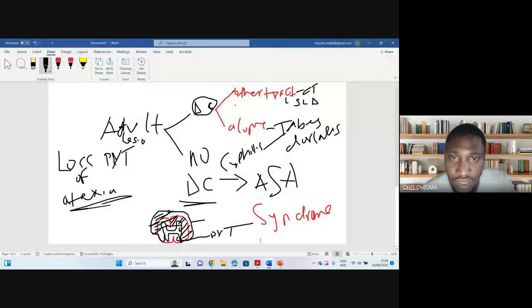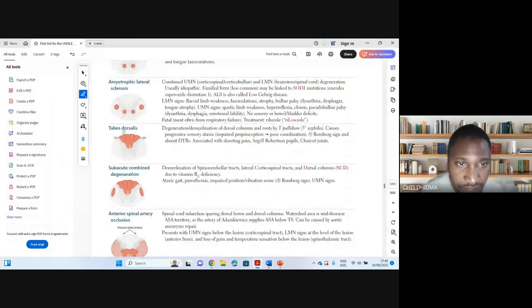I now went further to say that, okay, if the dorsal column is involved, how do I differentiate the two disease conditions that affect the dorsal column? And I said that if it's only the dorsal column alone that is affected, let me show you guys what I'm saying. In tabes dorsalis, you can see that it's only the dorsal column that is affected. That's the only tract affected here. There's no corticospinal tract. There's no spinothalamic tract. Do you understand what I'm trying to say?